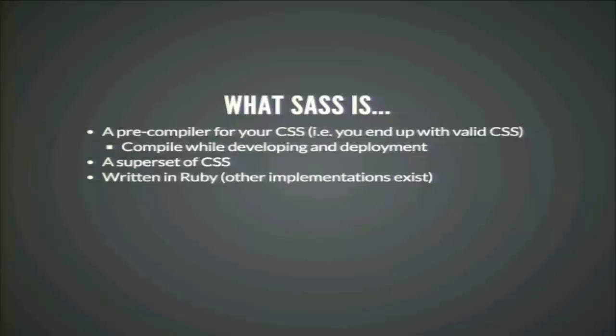Sass is written in Ruby. Other implementations exist of Sass. And when I say it's written in Ruby, that means that the compiler is written in Ruby. The actual language that you're writing when you're developing Sass is not Ruby at all. So keep that in mind. Don't get scared. If you don't know Ruby, you don't have to know Ruby. There's really no Ruby involved when you're doing this. It's just that the command that you type to compile your Sass happens to be written in Ruby.